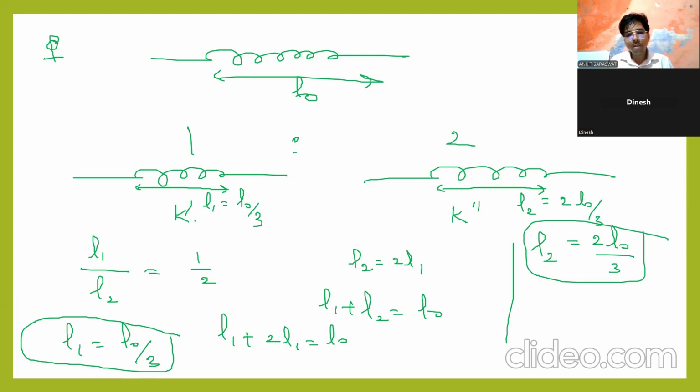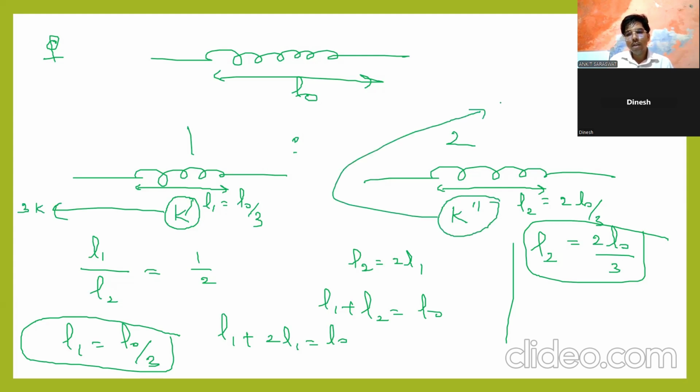Then what is the spring constant here? Reciprocal of length. This K dash will be how much? Reciprocal of length, that is 3k. And what is it here? 3k by 2. Clear? Okay. Clear to you? This is the property. You can check, 3 times it becomes. If you decrease the length to L0 by 3, then spring constant becomes 3k. Clear? Next property, you can write.